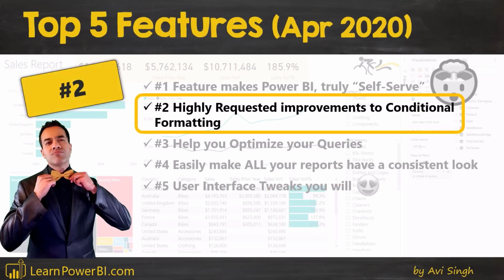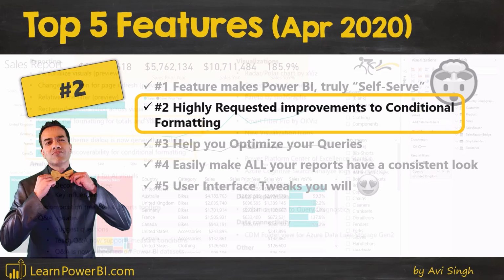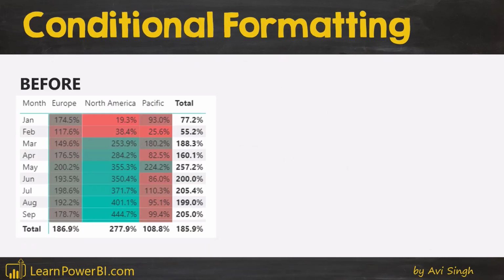Moving on to number 2, and this was one of the most highly requested improvements to conditional formatting, and the Power BI team has delivered on this. Take a look. Before, you could apply conditional formatting, lots of different styles, background colors, data bars, and so forth, but it didn't apply to the totals, which was pretty embarrassing in a lot of cases.